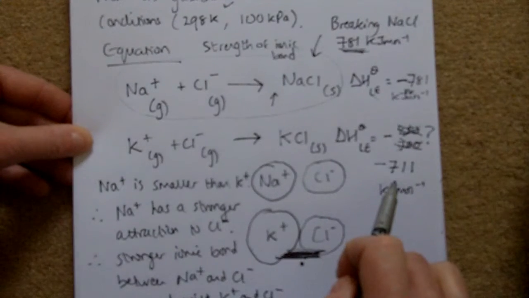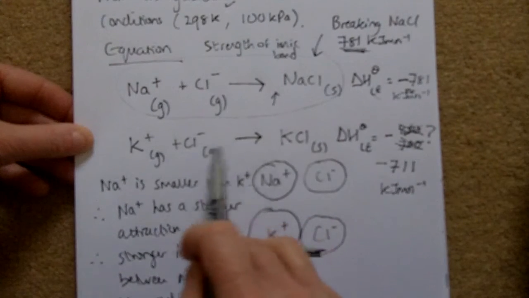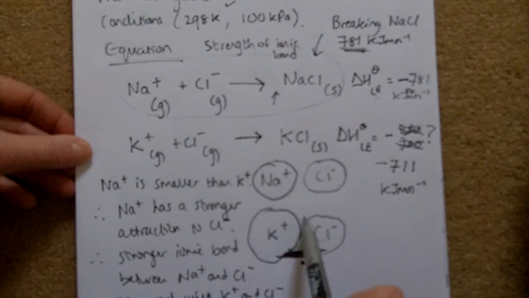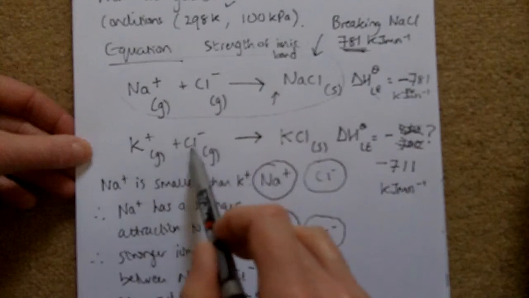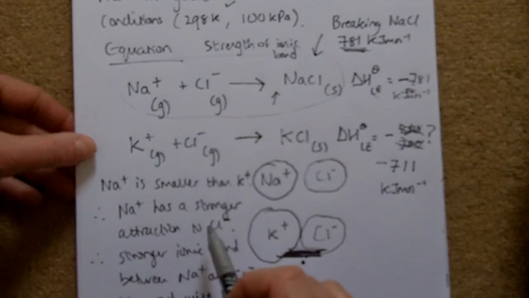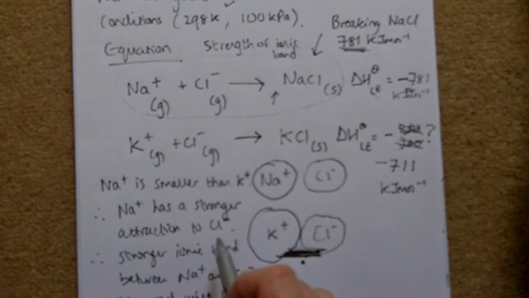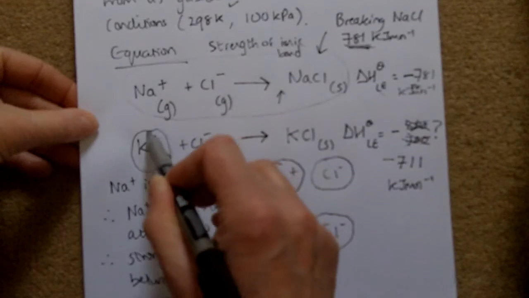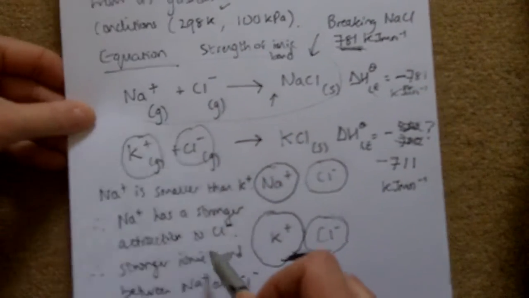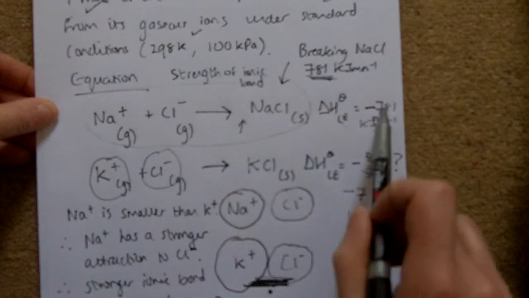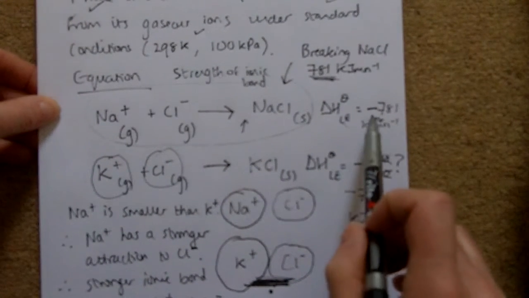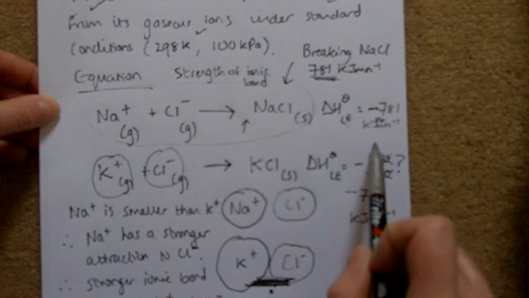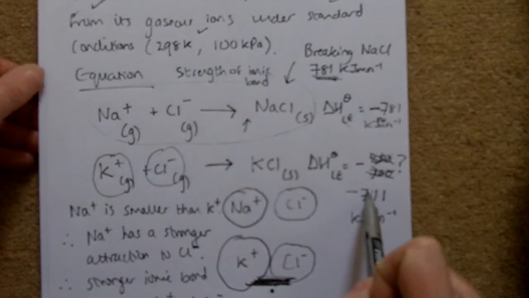So less energy is released when this bond is formed, because it is a weaker ionic bond. It's a weaker ionic bond because the attraction is not as great, because K plus is larger. Okay, a really common mistake is that people talk about atoms, but you've got to talk about ions, the attraction between the ions. And just to say one more time, you don't have to remember specific values, but you should be able to work out relative values, whether it's going to be more exothermic or less exothermic.